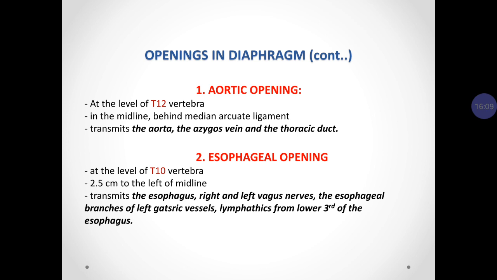The second opening is the esophageal opening. It lies at the level of T10th vertebra. It is not in the midline, but it is slightly to the left, almost 2.5 centimeter to the left of the midline. The important structures which pass through the esophageal opening are number 1 the esophagus, number 2 the esophageal branches of left gastric vessels, number 3 the right and left vagus nerves, and number 4 lymphatics from lower third of the esophagus.